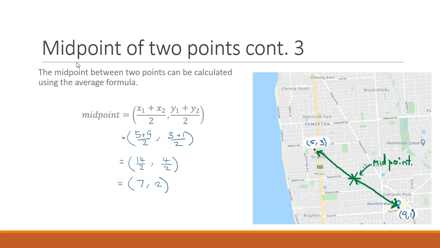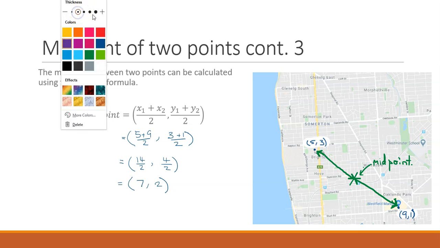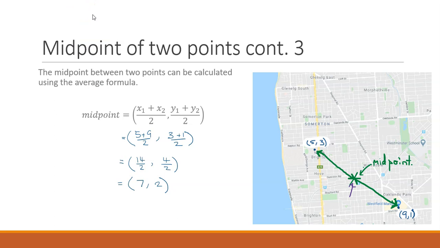So having a look at this, the halfway point on this y-axis between 3 and 1 is 2, and the halfway point between 5 and 9 is also 7. So this midpoint here, let's get a thicker pen, this midpoint is going to be 7 and 2.